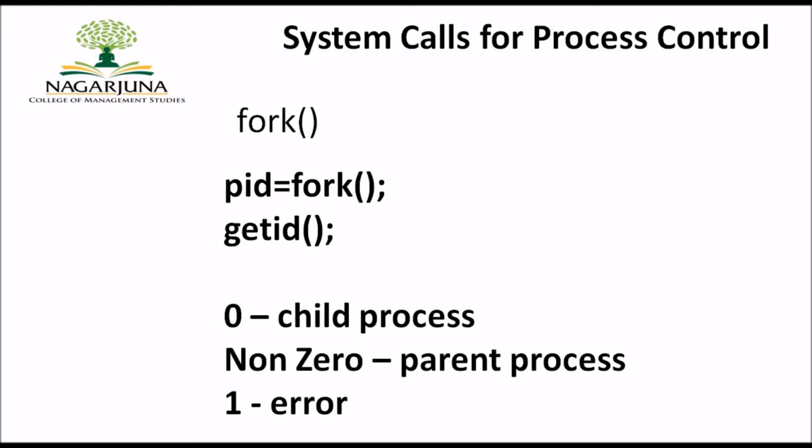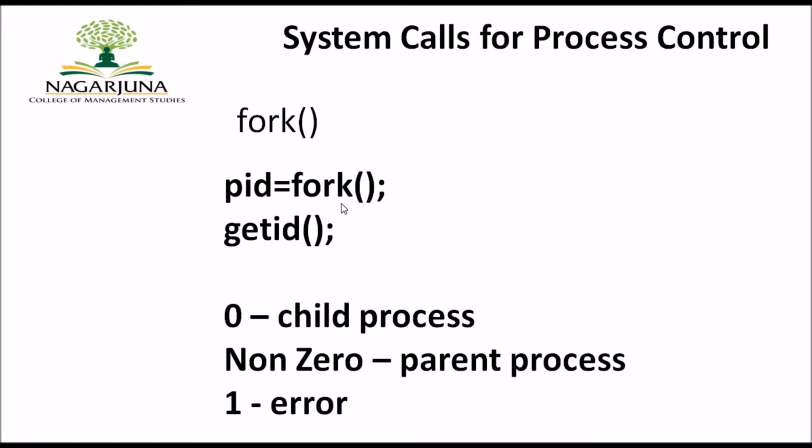Once we initiate a fork operation, fork creates a new process and returns a new process ID, which is stored in a variable called pid. This is an integer variable which stores the process ID of the newly created process. You can see this here. If I would like to know the process ID of a process, I can make use of a system call called getpid. So we have two different system calls: one is fork, the other is getpid.